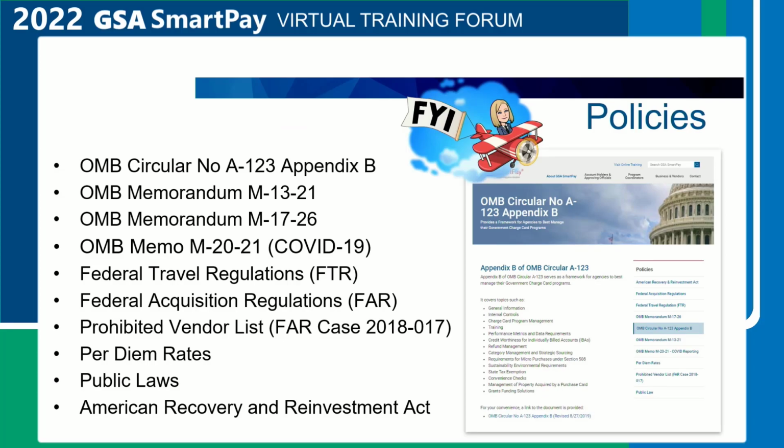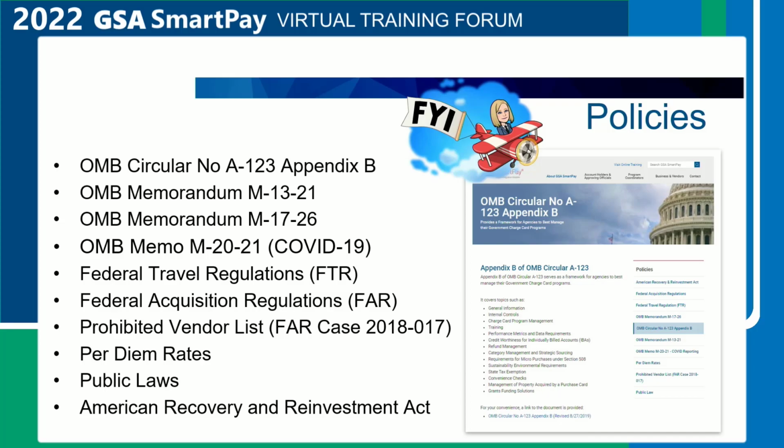The policy section contains all relevant legislation and regulations. However, in addition to what is posted on our website, it is recommended that you also review your agency-specific policy. Appendix B of the OMB Circular A-123 prescribes policies and procedures on how to maintain internal controls and reduce the risk of fraud, waste, and abuse within the program. Topics such as management plans, training, risk management, and best practices are covered here.